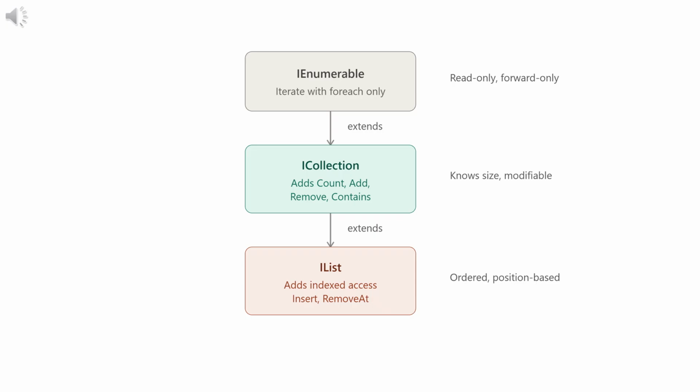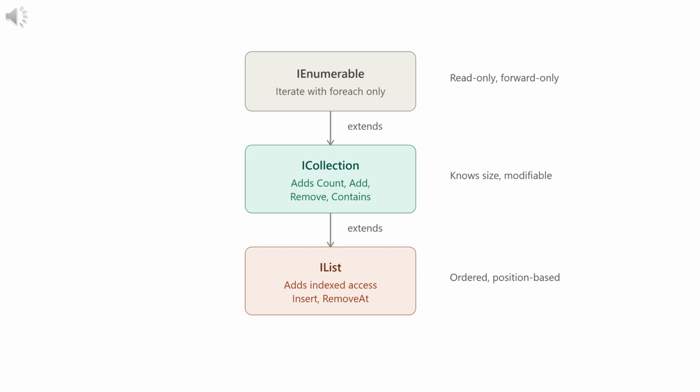IList, bottom, red, extends ICollection. This is the richest of the three. It adds indexed access, meaning you can get or set elements by position, myList[2], plus Insert and RemoveAt methods for inserting or removing elements at a specific position. It's ordered and position-based, which is why arrays and List<T> implement this interface.